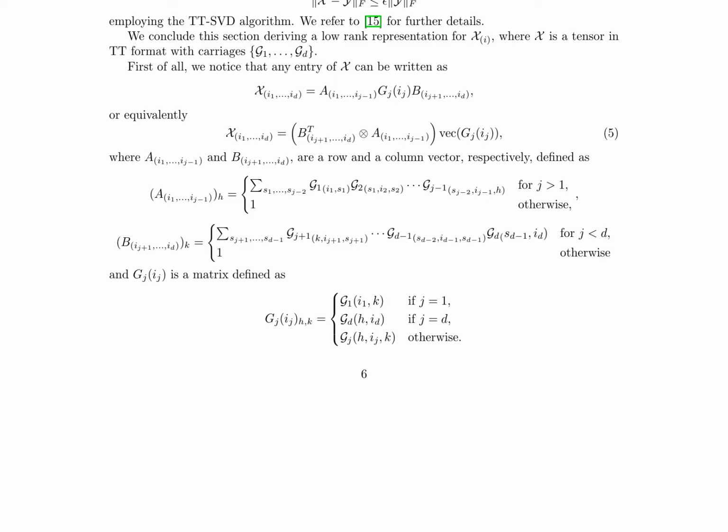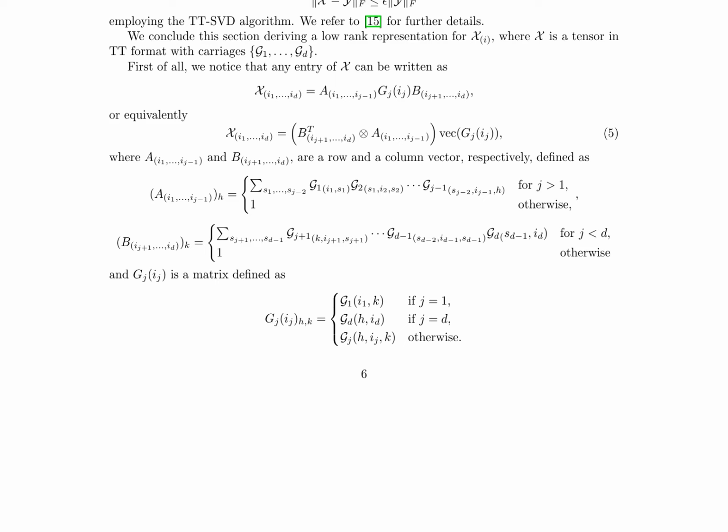Finally, a low-rank representation for X_i can be derived, where X is a tensor in TT format with carriages G1, ..., GD. Any entry of X can be written as X(i1, ..., id) = A(i1, ..., ij-1) vec(Gj(ij)) B(ij+1, ..., id), or equivalently, X(i1, ..., id) = B^T(ij+1, ..., id) circled times A(i1, ..., ij-1) vec(Gj(ij)).